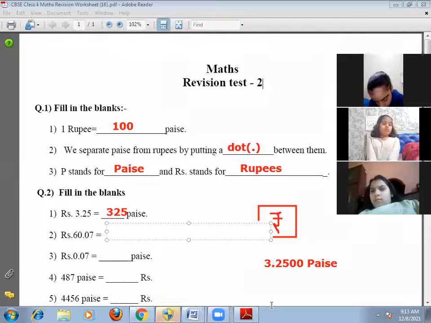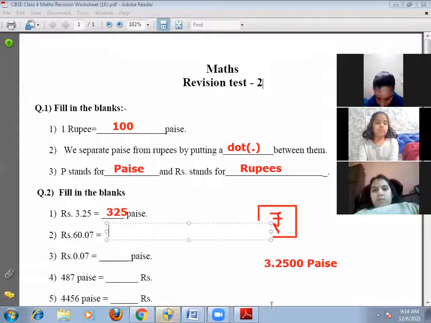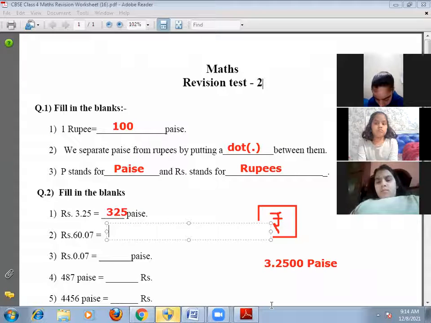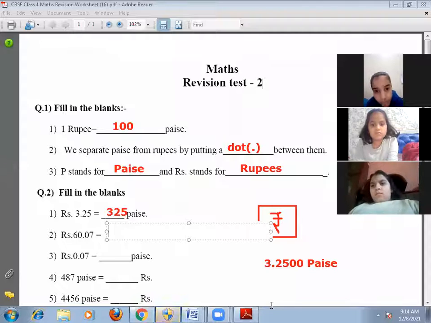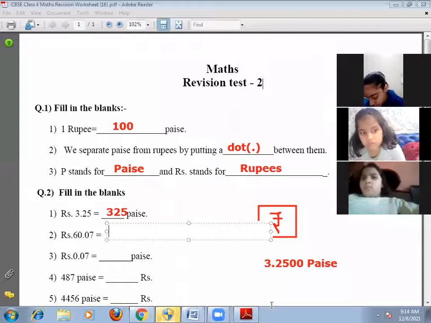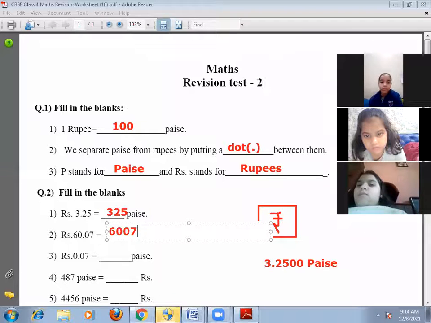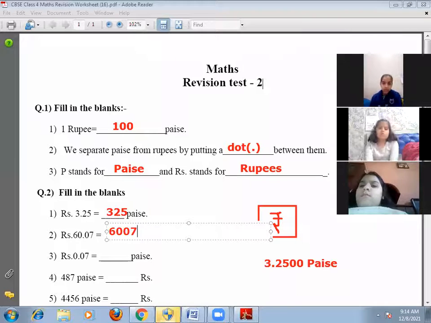Yes, ma'am. Rupees 60.07 is equal to dash paise. Ma'am, 6007. Beta, you can tell me the answer in digits also. Okay, 6007 paise. Is it clear? Yes, ma'am.